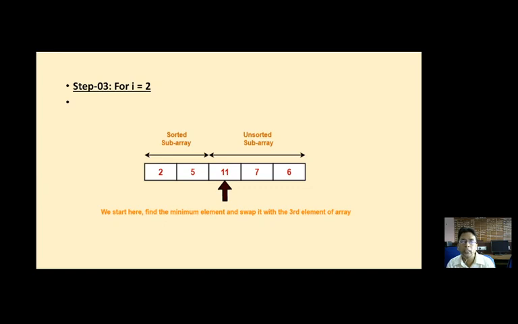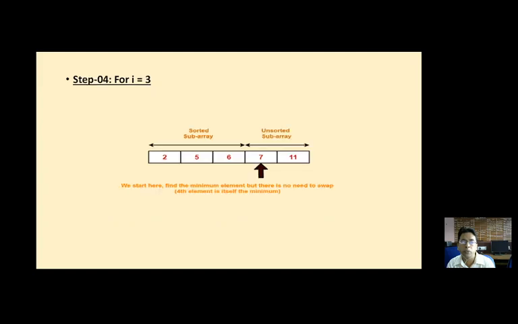Because the index can move to position number 5, we switch these two numbers. After this switching, the array looks like this: 2, 5, 6, 7, 11. Now the index is at I equals 3. So at I equal to 3, the element is 7, and on its side there is no element which is smaller than 7.